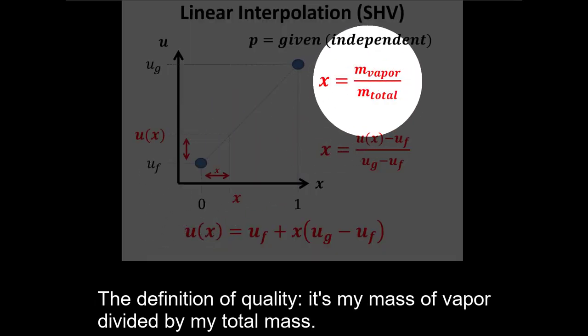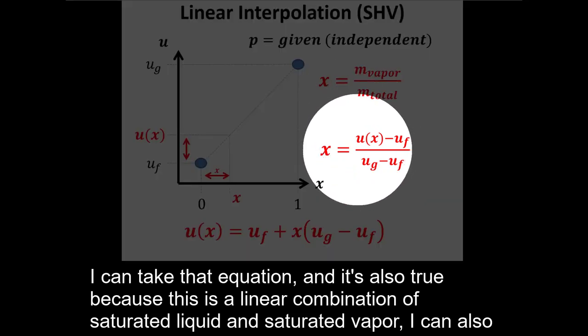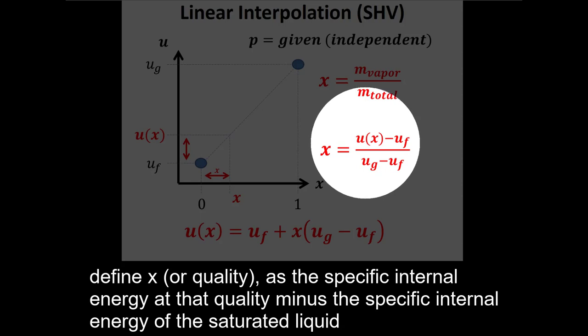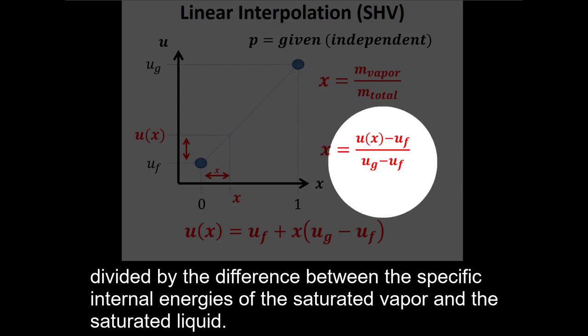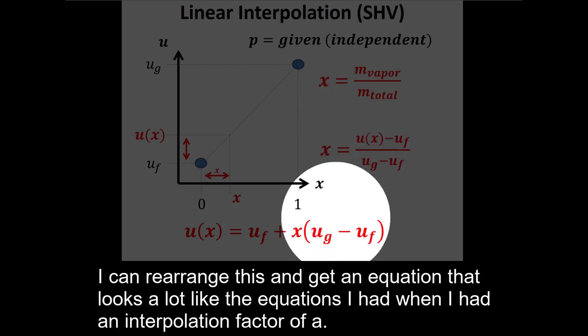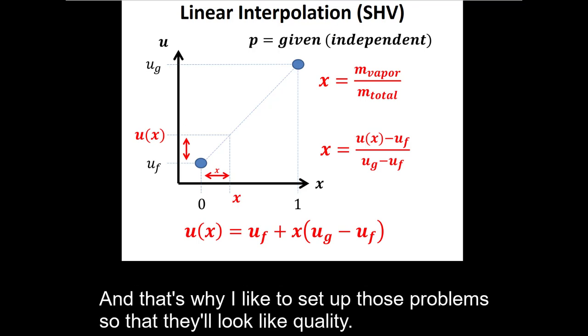The definition of quality is my mass of vapor divided by my total mass. I can take that equation, and it's also true because this is a linear combination of saturated liquid and saturated vapor. I can also define X, or quality, as the specific internal energy at that quality minus the specific internal energy of the saturated liquid, divided by the difference between the specific internal energies of the saturated vapor and the saturated liquid. I can rearrange this and get an equation that looks a lot like the equations I had when I had an interpolation factor of A. And that's why I like to set up those problems so that they look like quality.